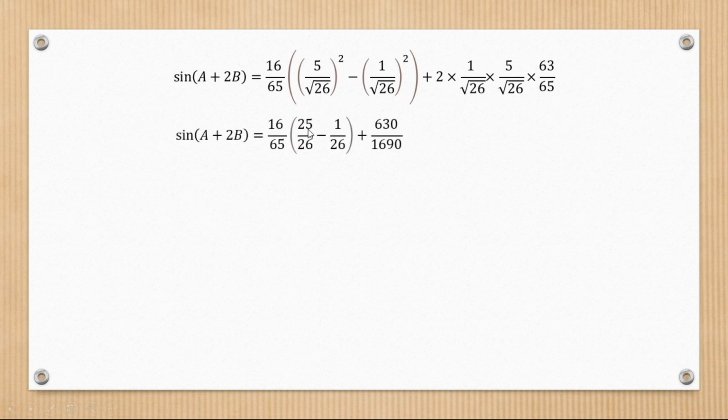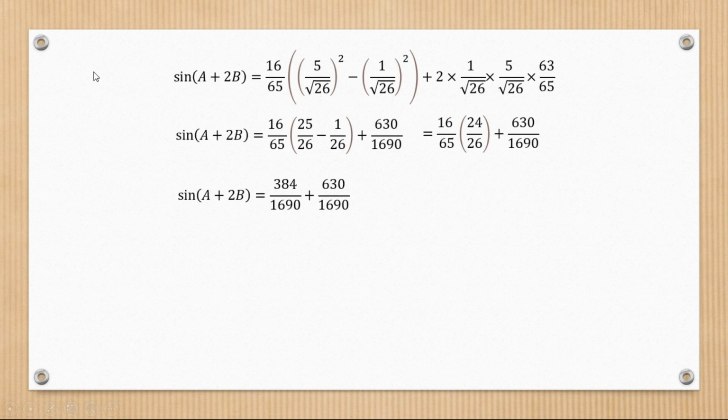So now we can see that when we square these values here, we have 25 over 26. When we square this, we'll have 1 over 26. And then as you can see, when we multiply all these values, we are left with 630 over 1690, of which now when we subtract these values in the brackets, this minus this, they have the same denominator. We'll have 24 over 26.